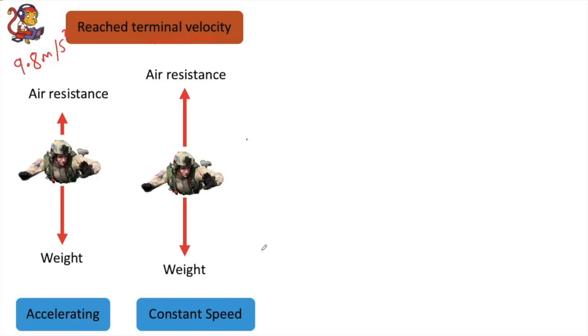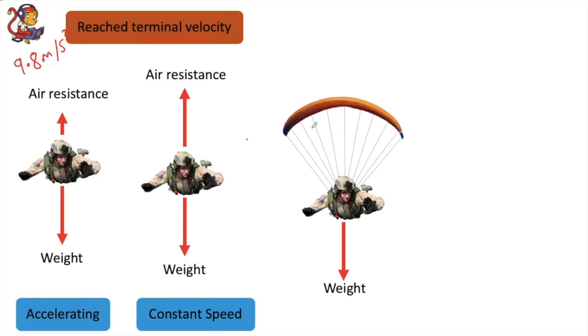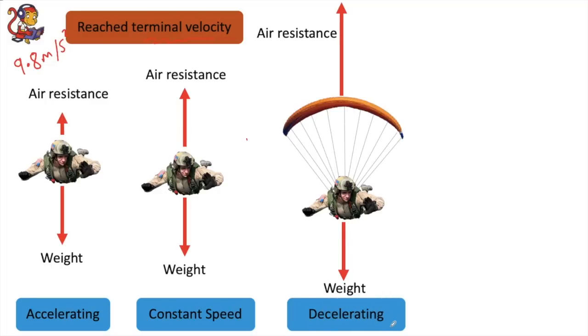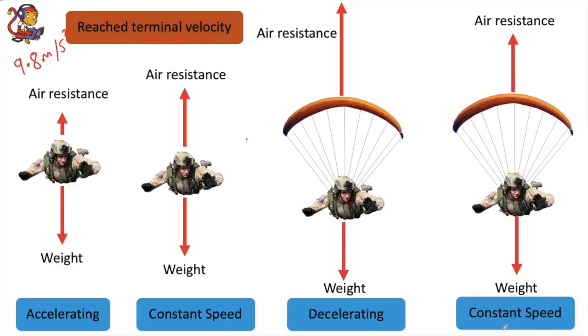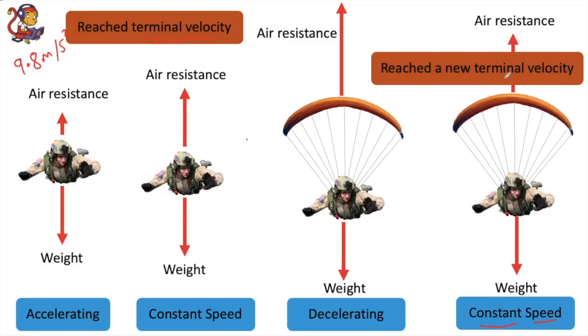So then the parachutist will deploy a parachute, and at this point there is a much larger air resistance and a smaller weight, which will cause a deceleration. And then finally, the air resistance and the weight will balance each other out again, because he'll slow down and air resistance will decrease. So those two will balance out again and he will reach a new constant speed and therefore, because he's falling, a new terminal velocity.